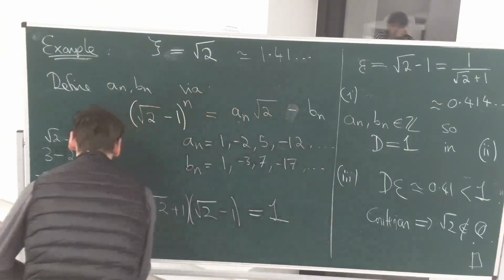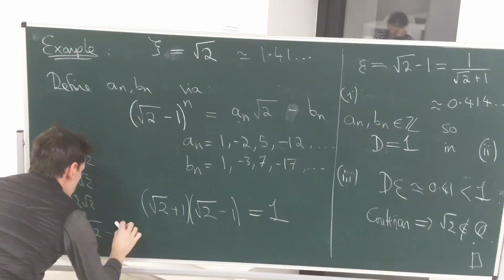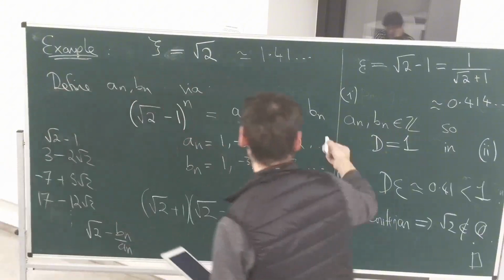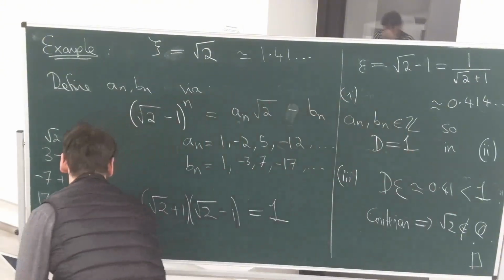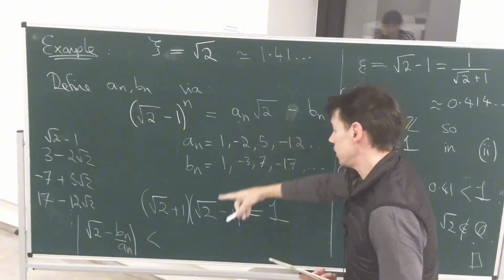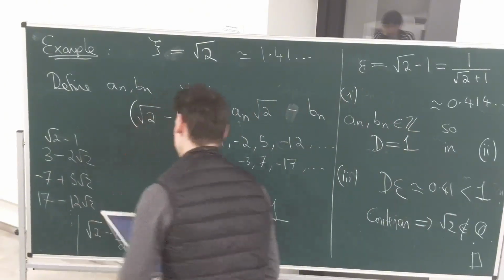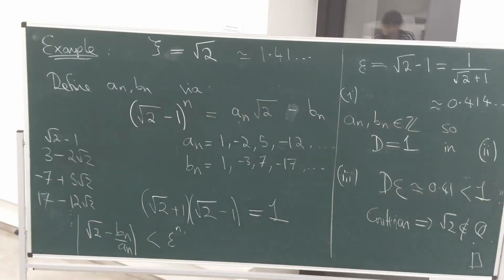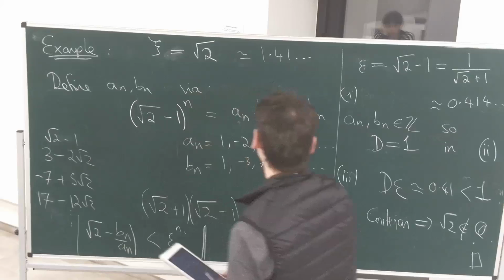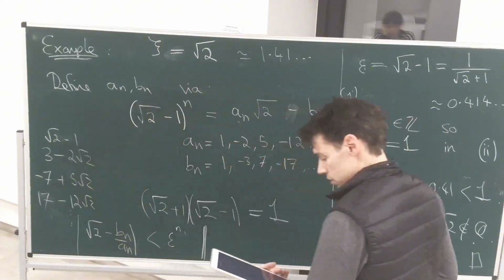So what this says is that root 2 minus bn over an, since an is an integer, is less than epsilon. Since n is an integer bigger than 1, this is less than epsilon in each case. Yeah, thank you. Sorry. And indeed, these quantities, bn over an, give us extremely good approximations to the square root of 2.